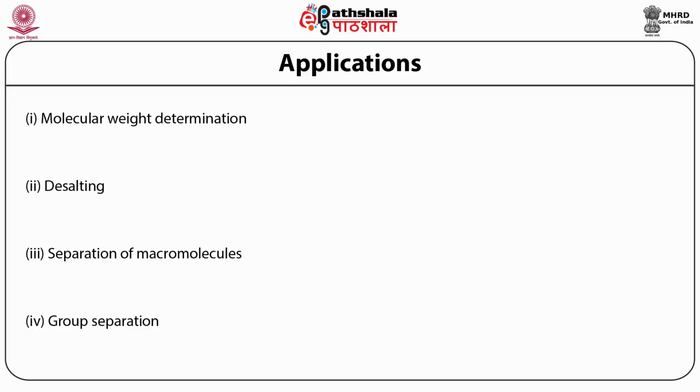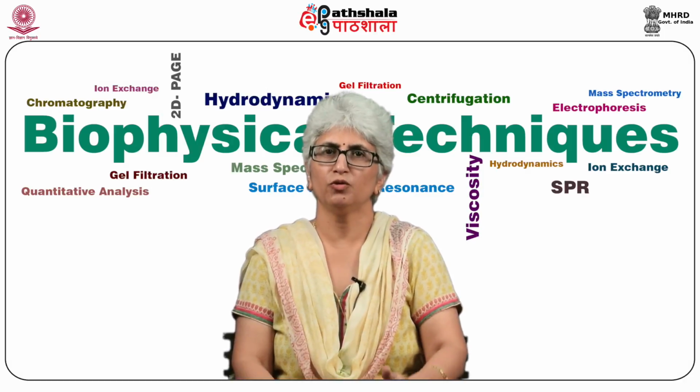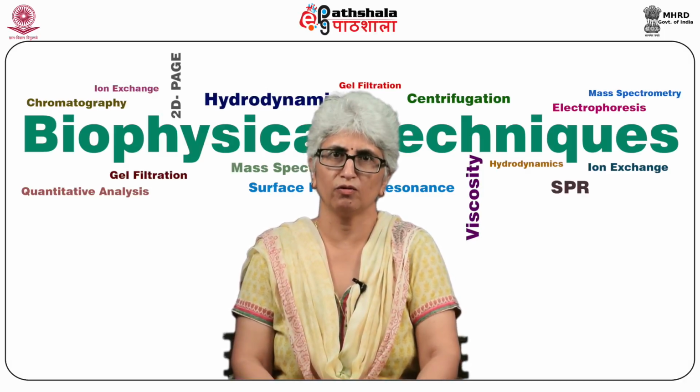The third application is separation of macromolecules. Gel filtration chromatography is commonly applied in the research lab for the separation of proteins and peptides. It is also applied for detection and separation of oligomers. Another important application is group separation. Gel filtration chromatography can be used for fractionation of a crude sample into low and high molecular weight protein groups for further purification. What are the precautions one should take while performing gel filtration chromatography?